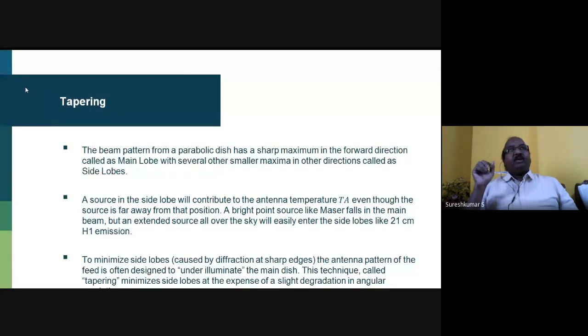How do you do that? Your feed pattern, you should shrink it so that it cuts at the edge of the dish at some dB low. For example, the center sees a 0 dB point, and the edge of the dish should show something like 10 or 12 dB down, which means that you are under illuminating the main dish. So by under illuminating the main dish, you are able to reduce the side lobe level and prevent the receiver temperature increase due to the side lobe. So tapering is one of the parameters in designing a radio telescope that needs to be considered.